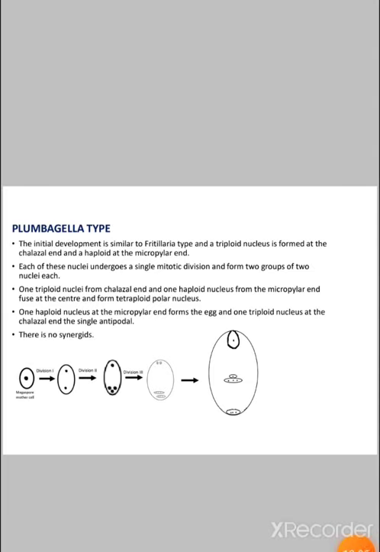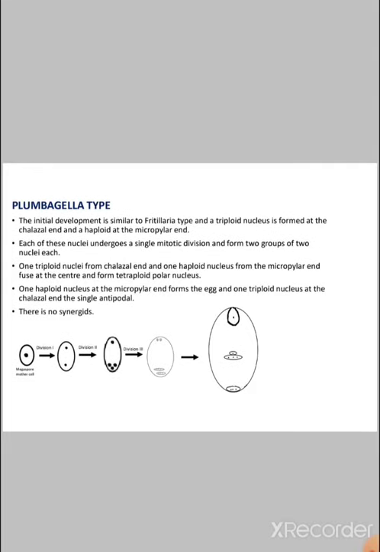The last one is the Plumbagella type. The initial development is similar to the Fritillaria type, and a triploid nucleus is formed at the chalazal end and a haploid at the micropylar end. Each of these nuclei undergoes a single mitotic division and forms groups of two nuclei each.